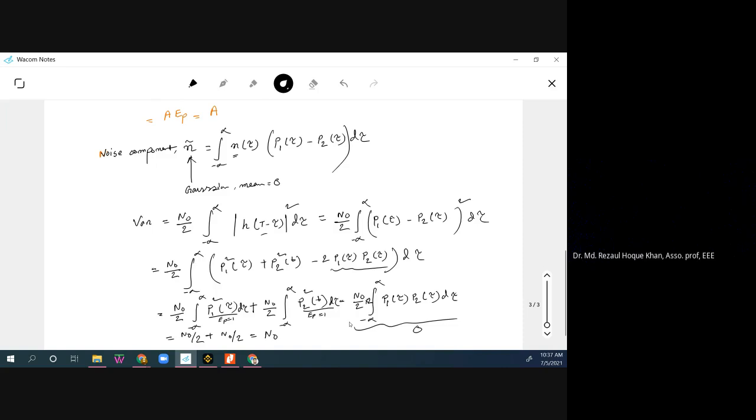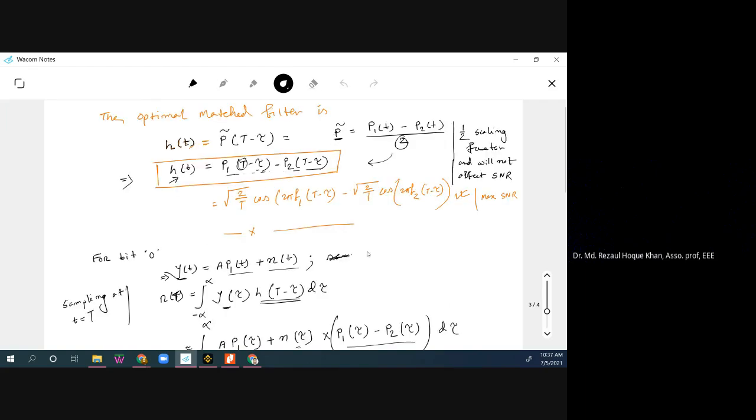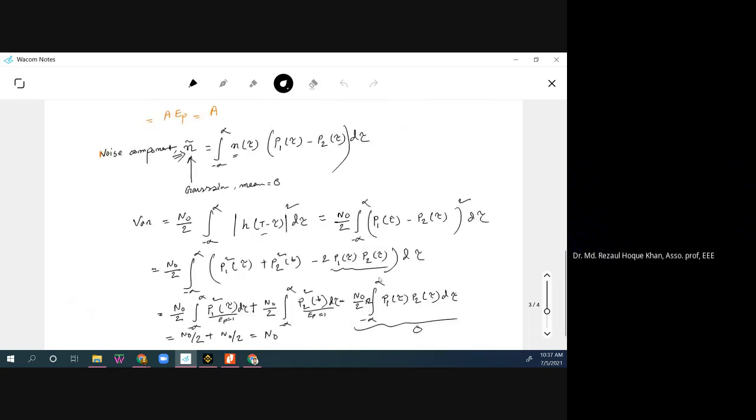So we know this is a Gaussian distribution with mean 0 and variance N0. This is the noise power after sampling, the variance.